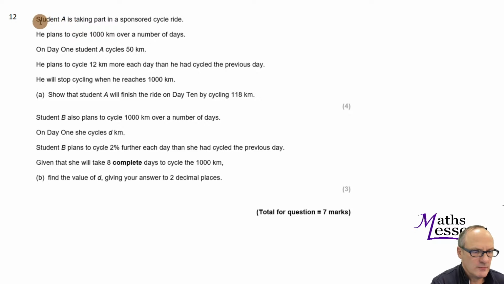Right, so here we go. We've got student A taking part in a sponsored cycle ride. He plans to cycle 1,000 kilometers over a number of days. On day 1, a student cycles 50 kilometers. He plans to cycle 12 kilometers more each day than he cycled the previous day. He'll stop cycling when he reaches 1,000 kilometers. Show that student A will finish the ride on day 10 by cycling 118 kilometers.